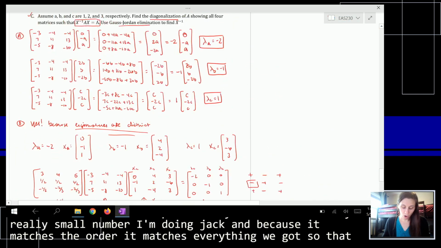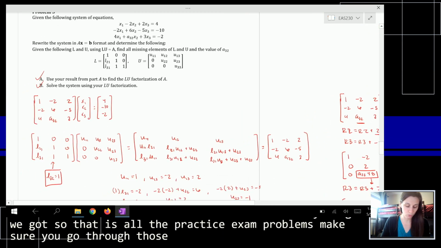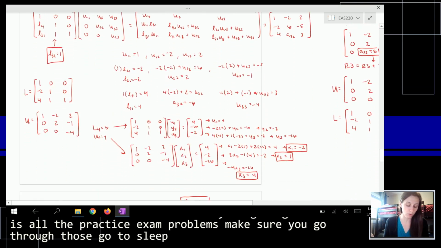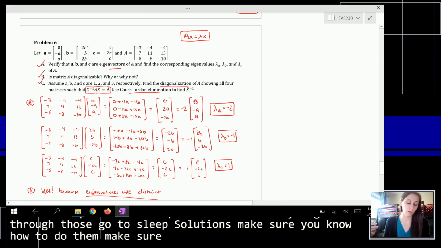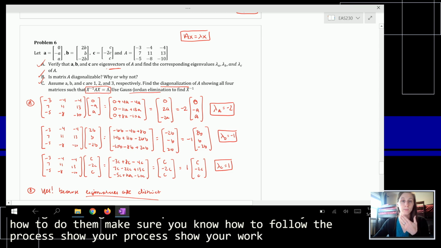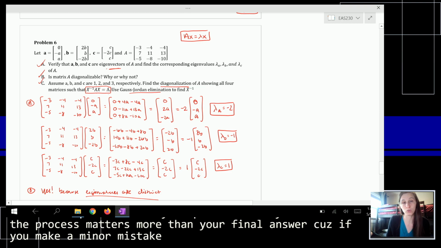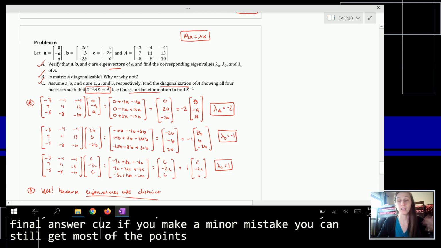So that is all of the practice exam problems. Make sure you go through those, go through the solutions, make sure you know how to do them, make sure you know how to follow the process. Show your process, show your work, because the process matters more than your final answer. Because if you make a minor mistake, you can still get most of the points because you're showing the process.